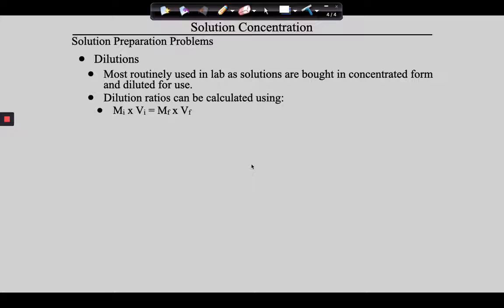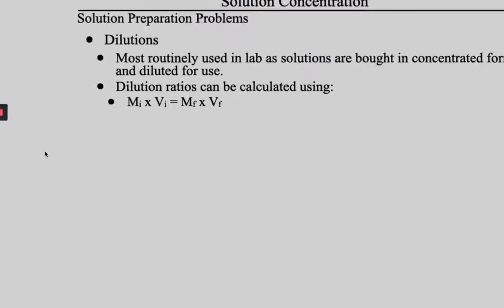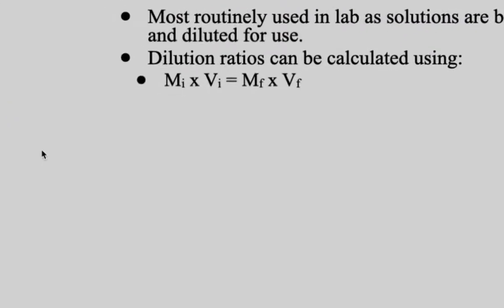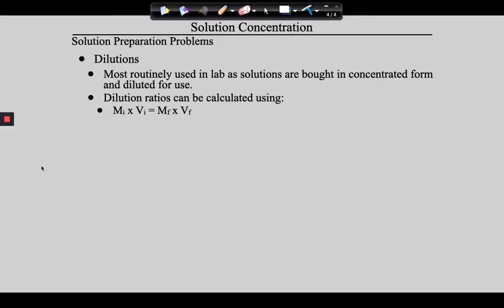MiVi is equal to MfVf. This is an equation that you need to know. It is not on the AP equation sheet. They assume that you can just think your way through this. But you need to know how this works.